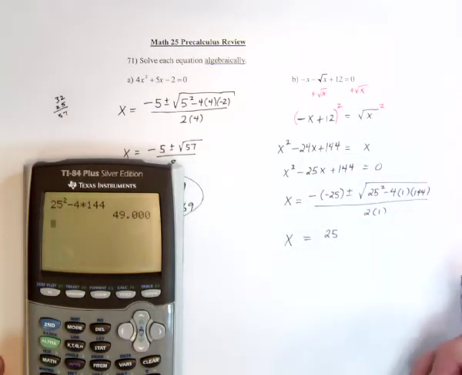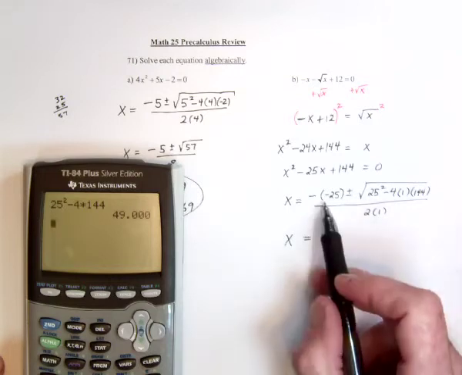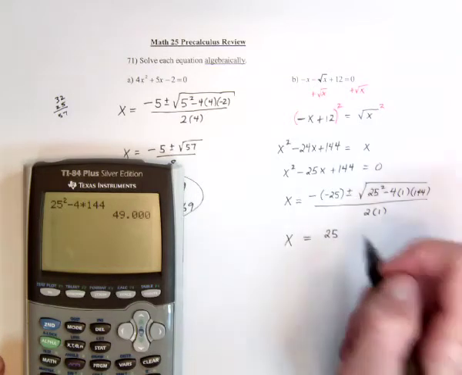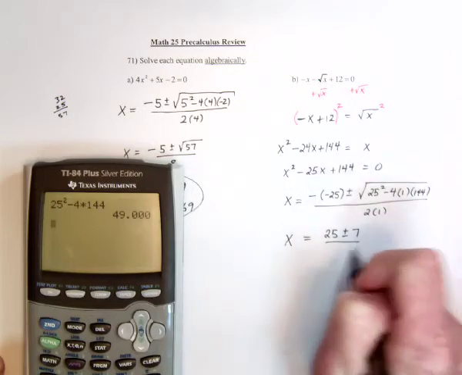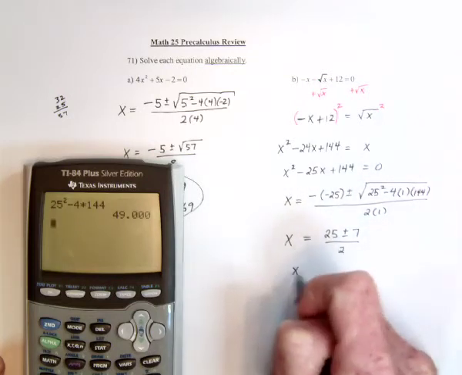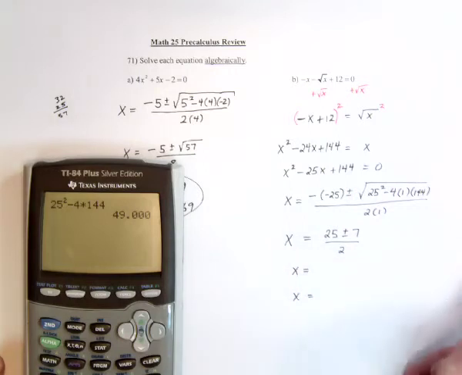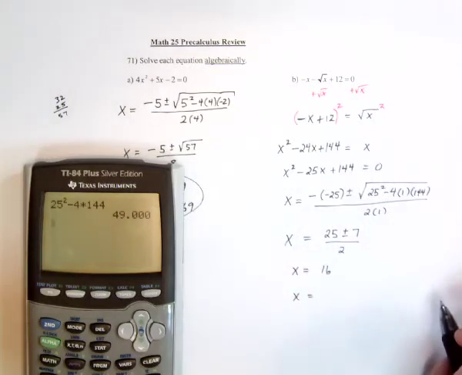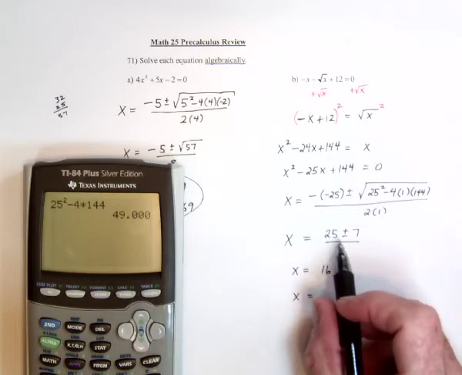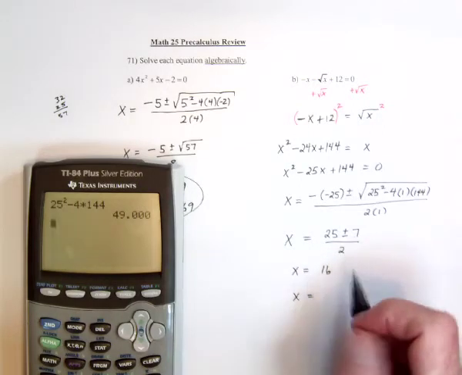That's okay. So we would have 25 positive plus or minus the square root of 49, so that's plus or minus a 7, and then it's divided by 2. So 25 plus 7, that's going to be 32, divided by 2 is 16. And then if you subtract, that's going to be 25 minus 7 is 18, divided by 2 is 9.